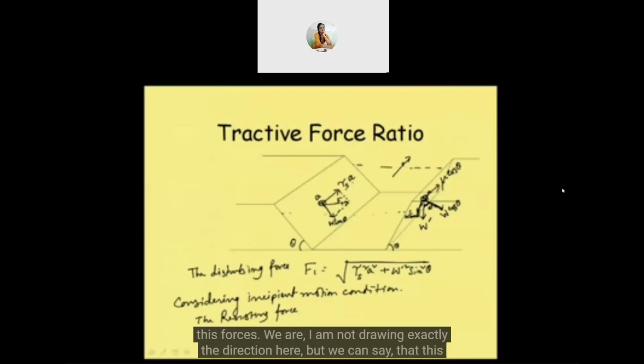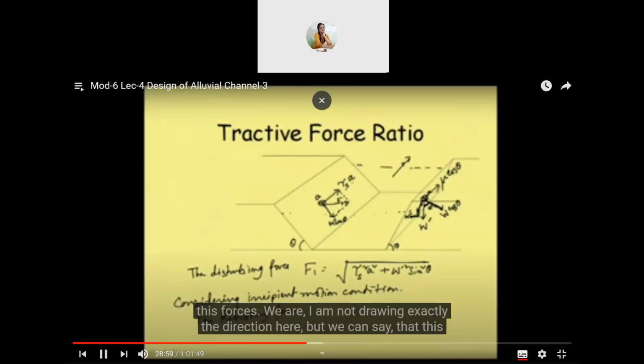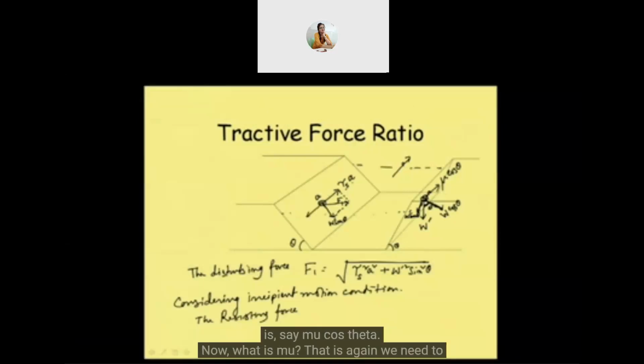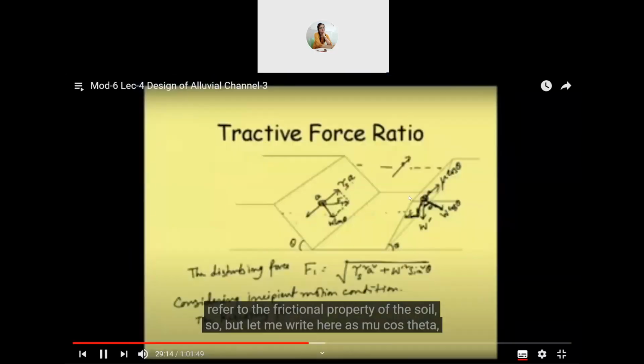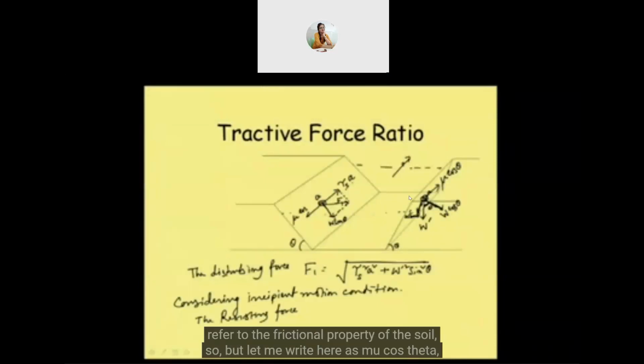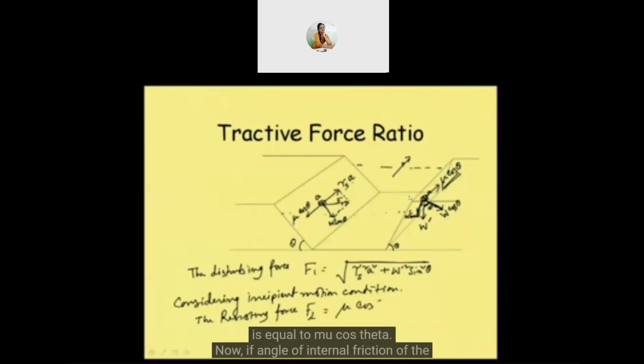Now I'm not drawing exactly the direction here, but we can say that this is mu cos theta. Now what is mu? Again, we need to refer to the frictional property of the soil. But let me write here as mu cos theta. Here itself I am showing on this face, it is easy to show, and here I am just drawing it because we cannot see the back side from this side. So this is equal to mu cos theta, the resisting force F2.